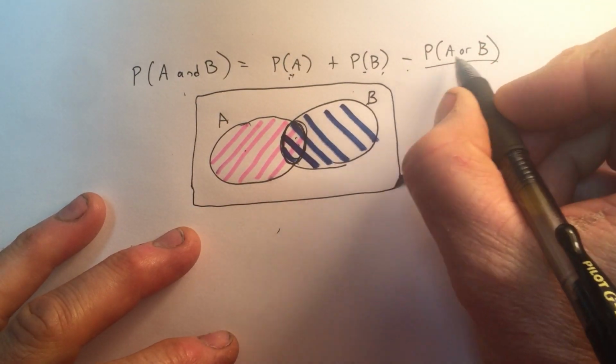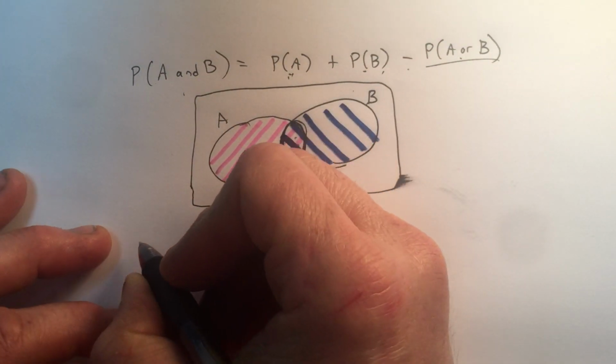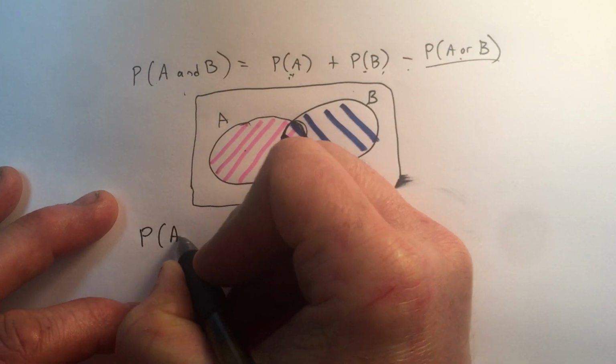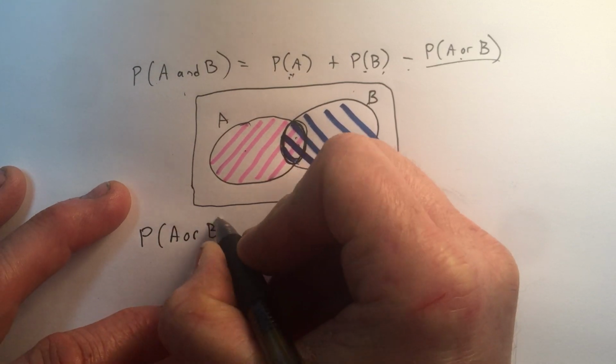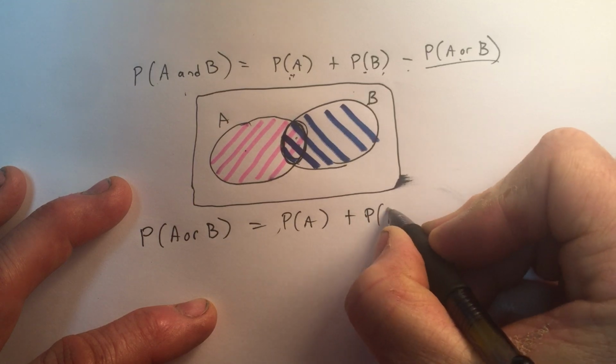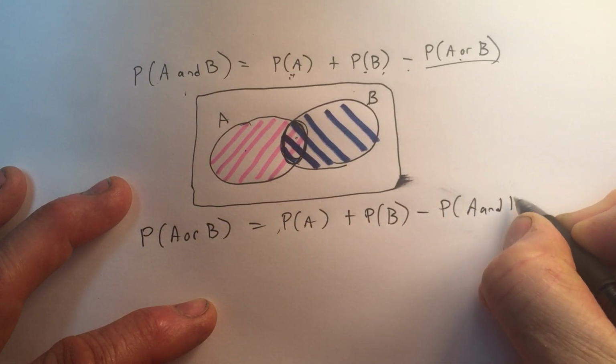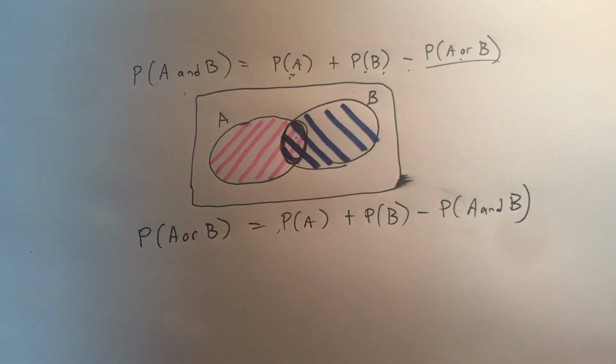Now, you could add this to both sides of this equation and then take this and subtract it from both sides, and you could end up with this. Probability of A or B equals the probability of A plus the probability of B minus the probability of A and B, which is the same equation essentially.